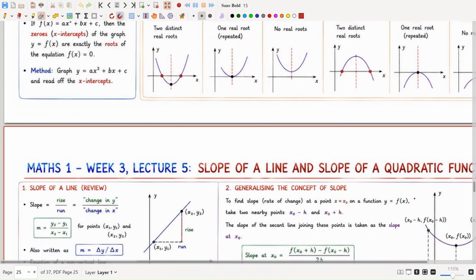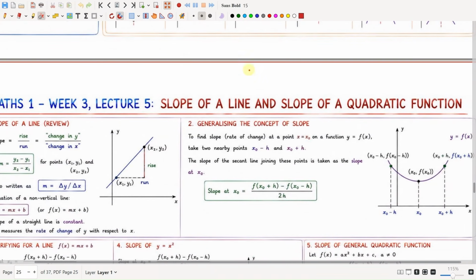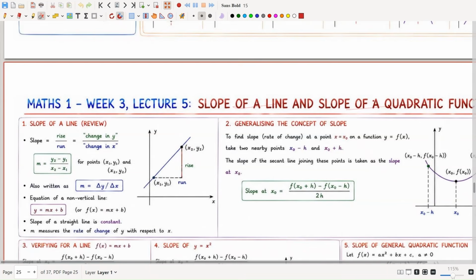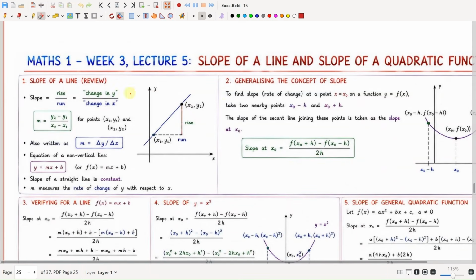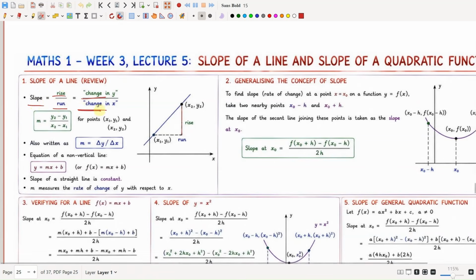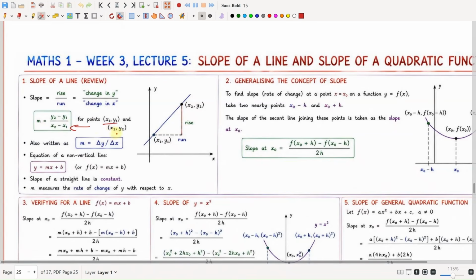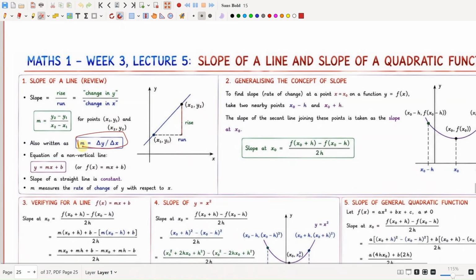Now, let's move on to find the slope of a line and the slope of a quadratic function. Let's have a quick review. We know that slope is equal to rise divided by run, which is change in y divided by change in x. Therefore, m is equal to (y2 minus y1) divided by (x2 minus x1). This formula is for the points (x1, y1) and (x2, y2), and we can also write slope as the difference in y divided by the difference in x.